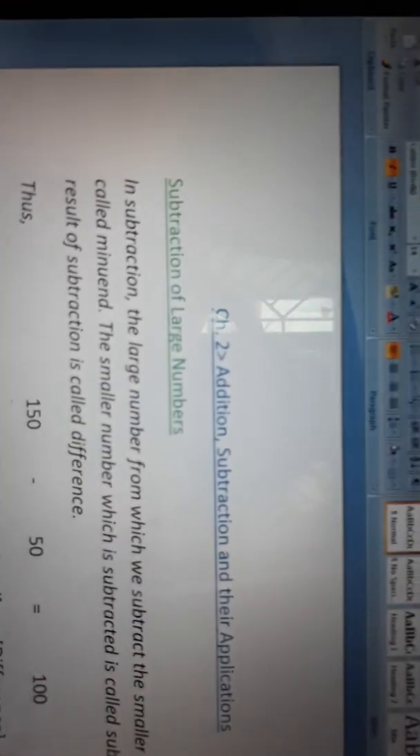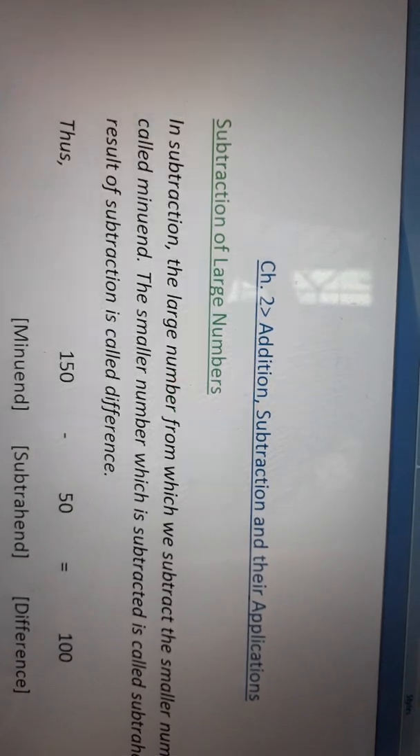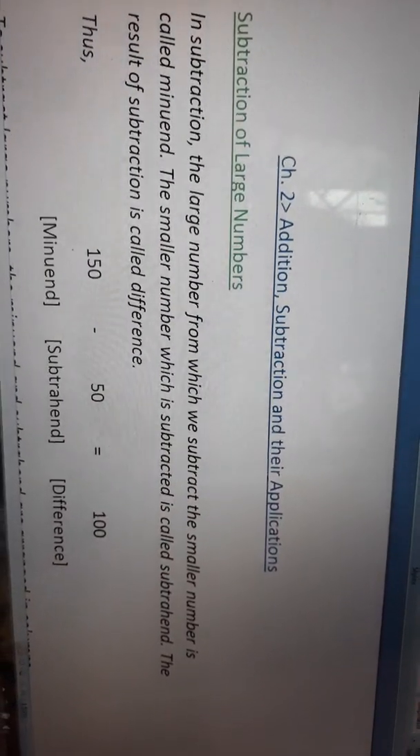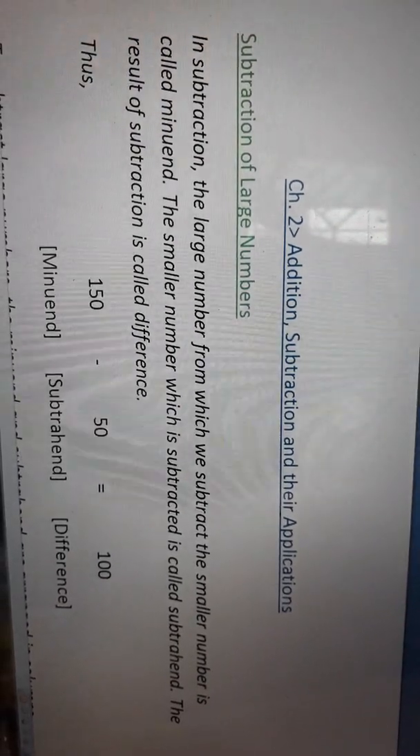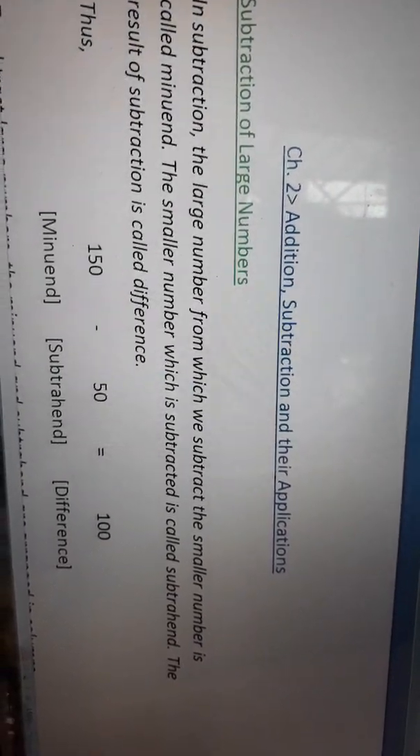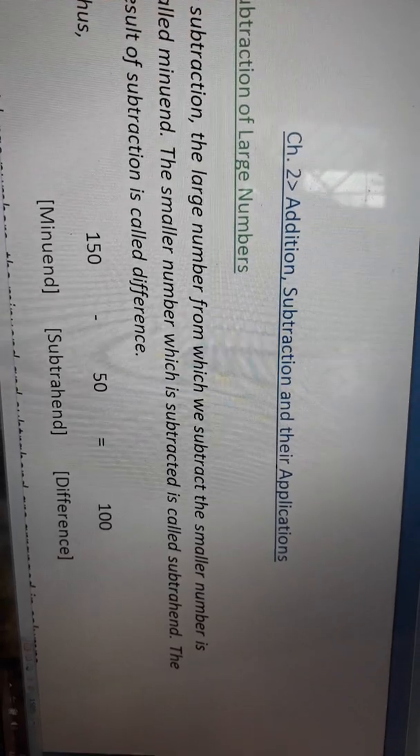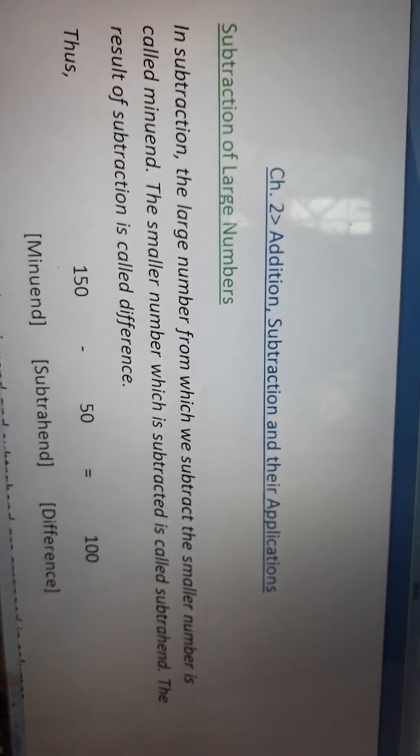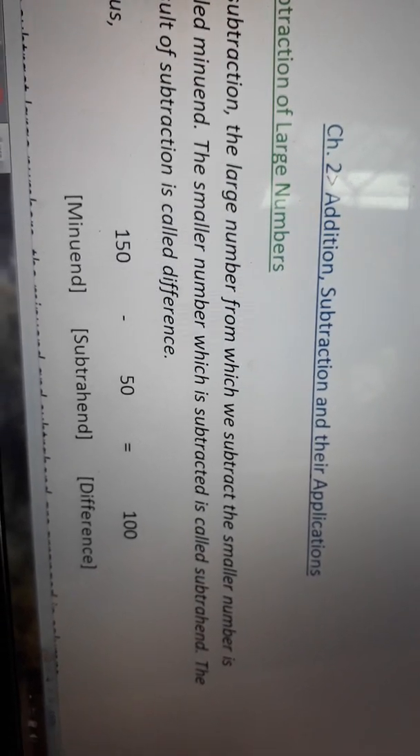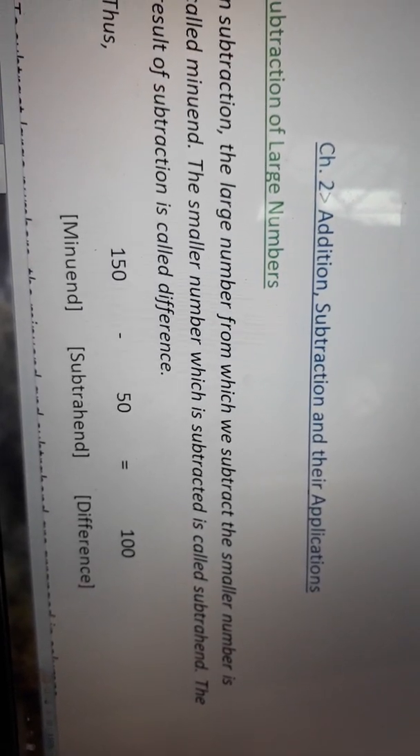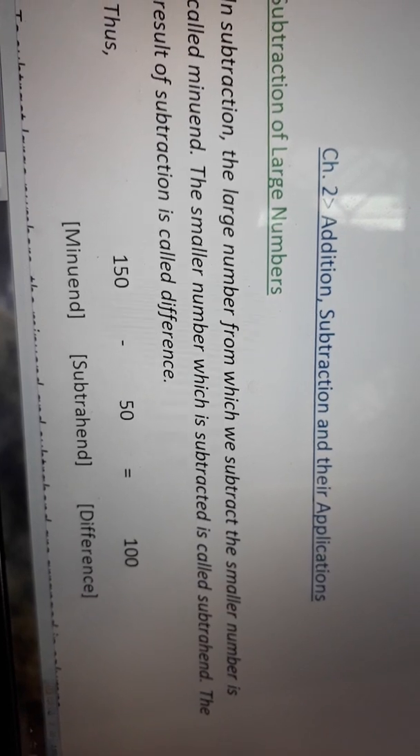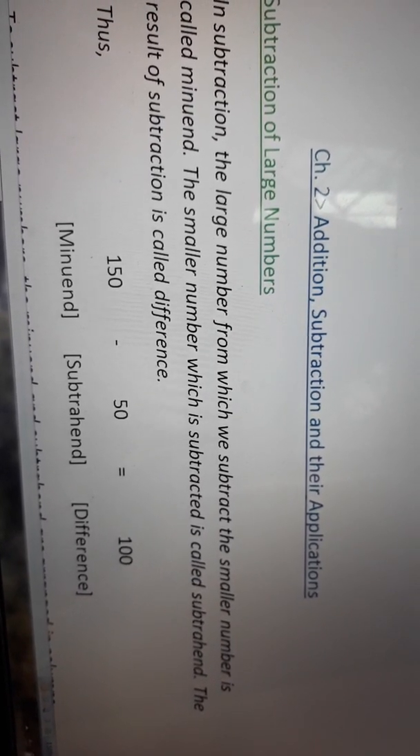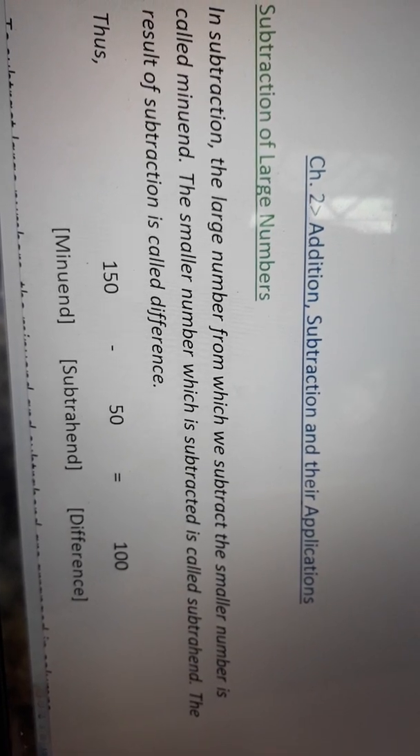Okay, so subtraction of large numbers. In subtraction, the large number from which we subtract the smaller number is called the minuend. The smaller number which is subtracted is called the subtrahend, and the result of subtraction is called the difference. If we take one example, if we subtract 50 from 150, the result 100 is called the difference, 150 is called the minuend and 50 is called the subtrahend.